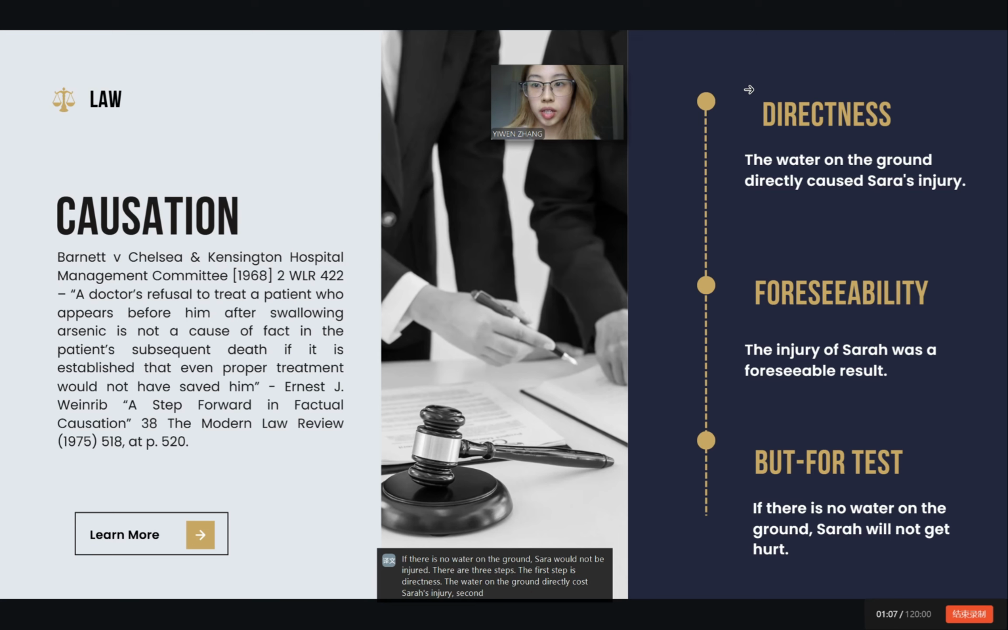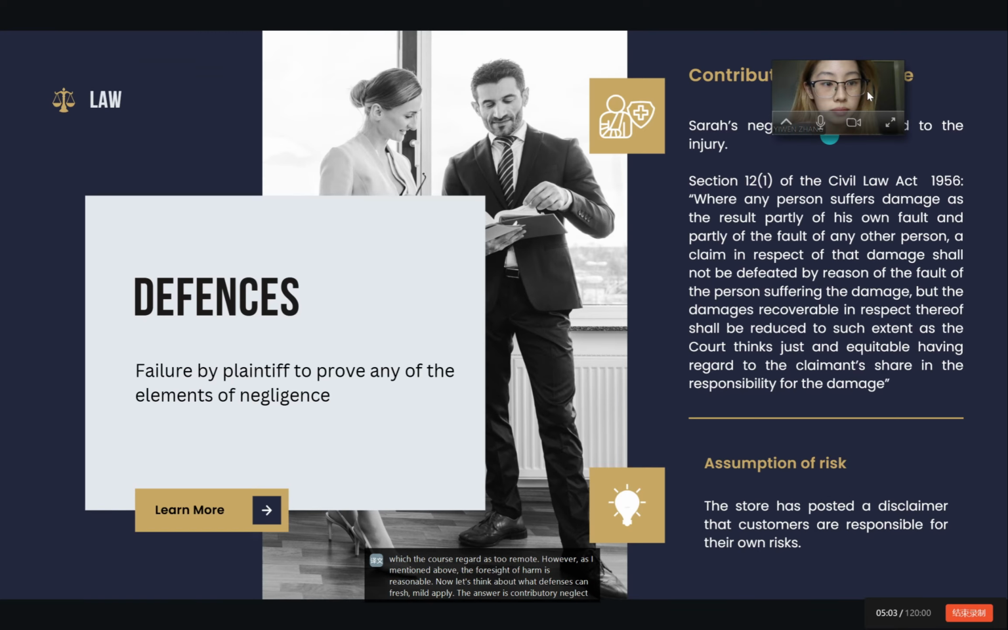Second is foreseeability. The injury to Sarah was a foreseeable result. The last step, which plays a decisive role, is the but-for test. This case is a relevant example of the but-for test. We need to prove that if there was no water on the ground, Sarah would not have been hurt. And of course, that is the case.